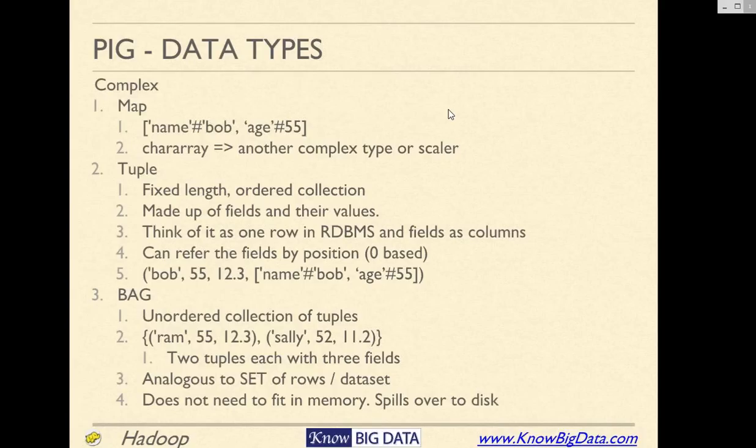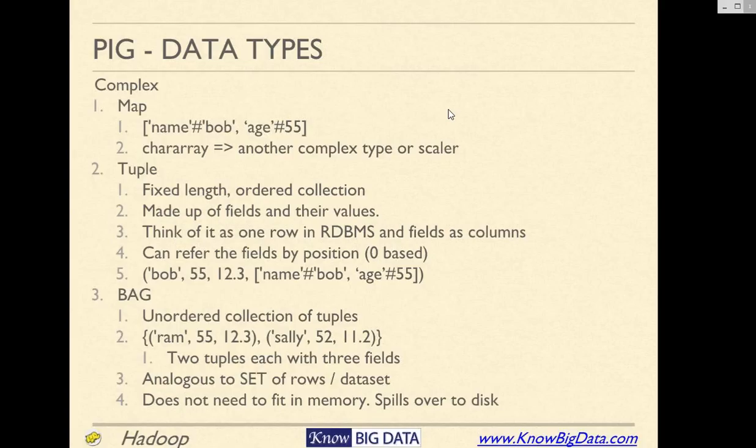The complex data types include map, tuple, and bag. What is a map? Map is essentially a collection of key value pairs. All of us know what maps are. So maps are the same thing in Pig as well. It is a collection of key value pairs, right? Keys are always strings. So you have to remember that keys are always strings in a map. It is followed by a pound sign and then followed by the value, right? So the key is a char array, it is a string, and the value can be any complex data type or any scalar. The value could be anything, right? Okay, and also maps are denoted by square brackets.